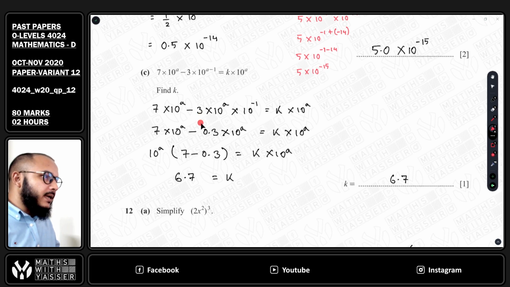So 3 over 10 is 0.3 and we still have 10 to the power a. Now if I take 10 to the power a common from both of them, then we will have 7 minus 0.3 within brackets, and also on the right hand side we have k times 10 to the power a. So since we have 10 to the power a getting multiplied on both sides, we can divide both sides by 10 to the power a and get rid of them. Then we will end up having 7 minus 0.3, which is 6.7, and that will be the value of k.